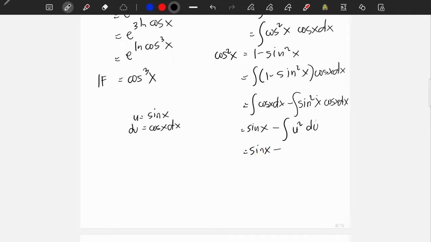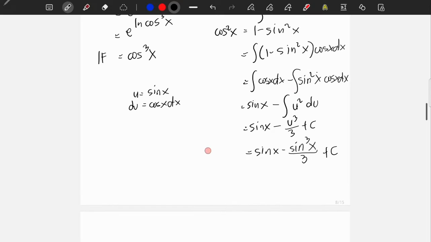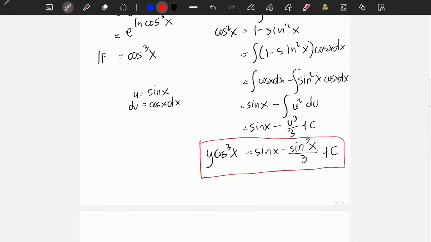Copy sine x. The integral of u squared du is u cubed over 3 plus c. But u is equivalent to sine x. So, this becomes sine cube x over 3 plus c. So, copy the left side. The left side is y cosine cube x. So, the answer is y times cosine cube x equals sine x minus sine cube x over 3 plus c.